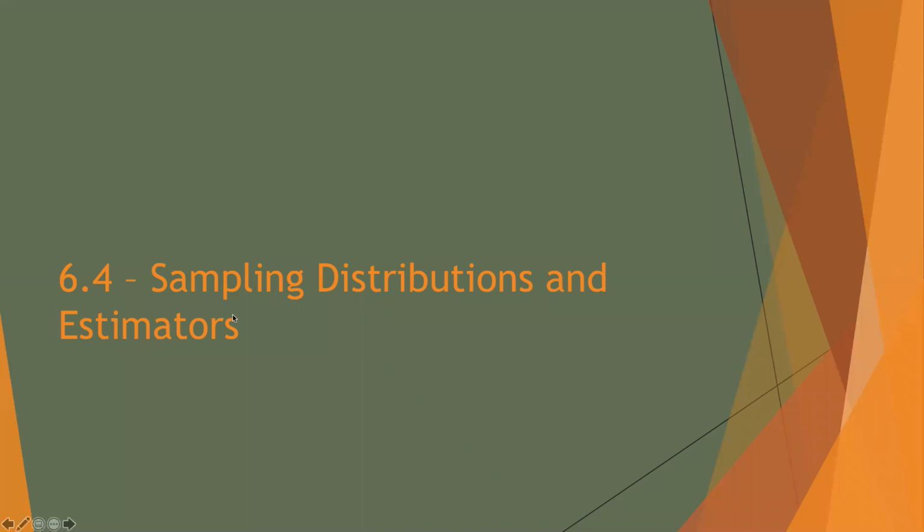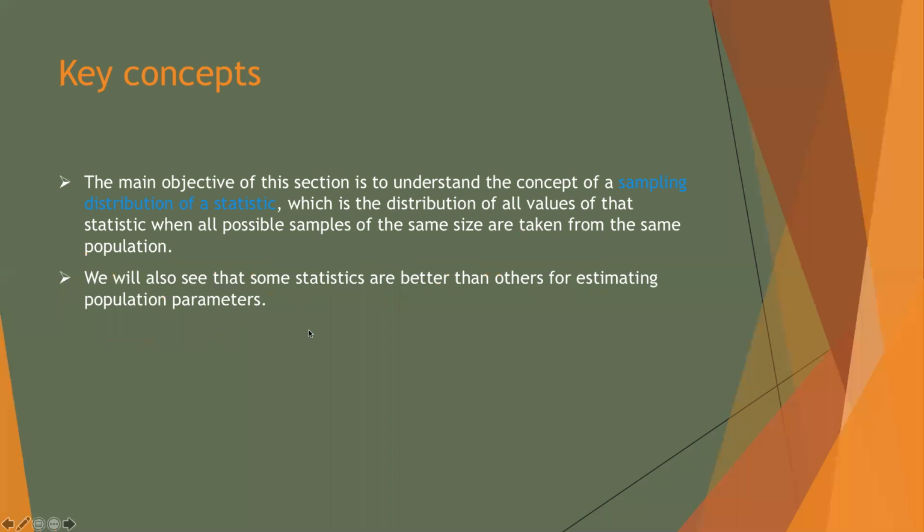Here we are with 6.4, which is sampling distributions and estimators. So the main objective of this section is to understand the concepts of sampling distributions of a statistic. Basically, that is the distribution of all values of the statistic when all possible samples of the same size are taken from the same population.